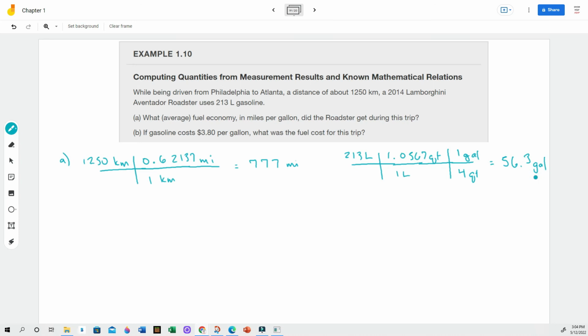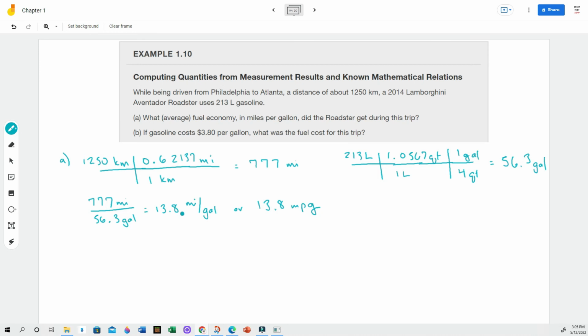Now I'm going to calculate my fuel economy in miles per gallon, or miles divided by gallon. So that is simply going to be 777 miles divided by 56.3 gallons, which gives me a fuel economy of 13.8 miles per gallon, or 13.8 mpg, just depending on how you like to write it.